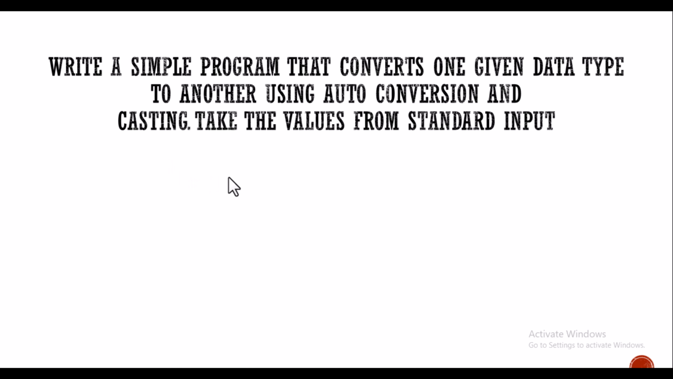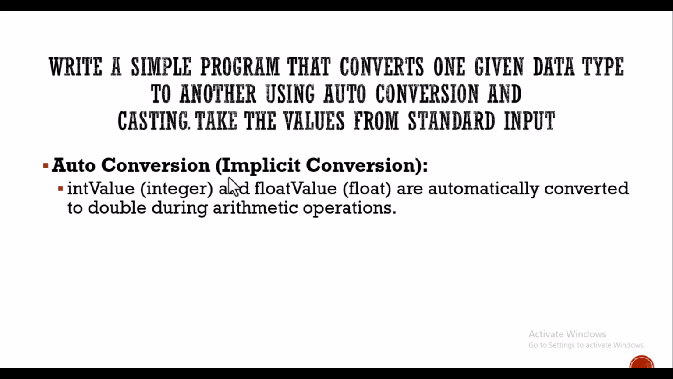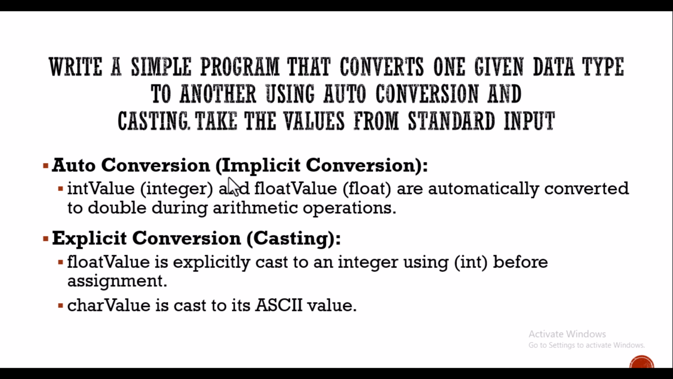In this video, we will write a simple program that converts one given data type to another using auto conversion and typecasting, taking the values from the input. To take the value from the input, we have seen in the last video that we need scanf, right? Auto conversion is nothing but an integer value and a float value. We will take two values and combine them, for example, integer 2 and float 2.5. If we add them, we need to get 4.5, which is a double. We'll store it in a double value.